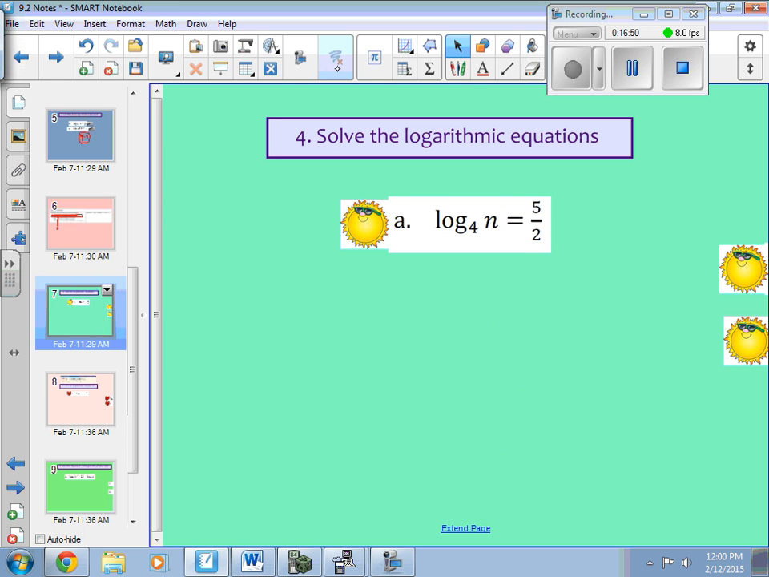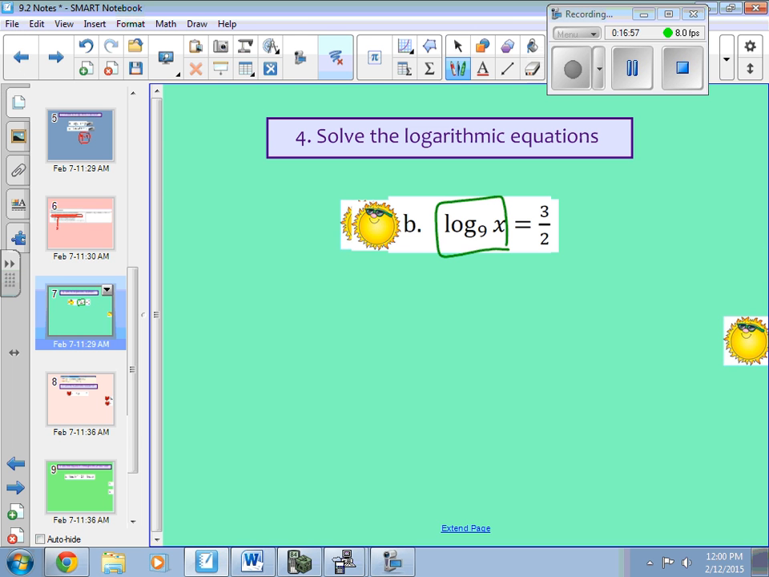Let's try another one. B wants us to solve this one. Again, if we try just typing this in, we're stuck. We can't type in x and get an answer. So our thing we're going to do, change it to exponential form. X equals 9 is the base of our log, becomes the base of our exponent. 3/2 becomes our power. To do this one now, you can type it in your calculator, and if you type that one in there, you should get 27.